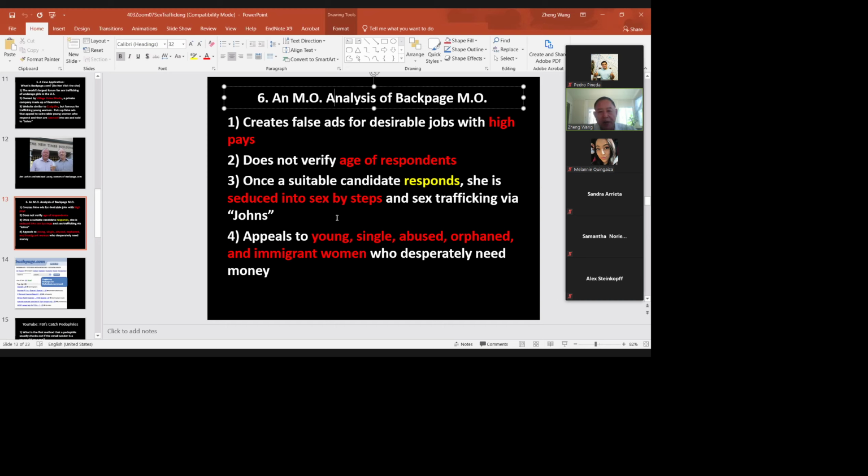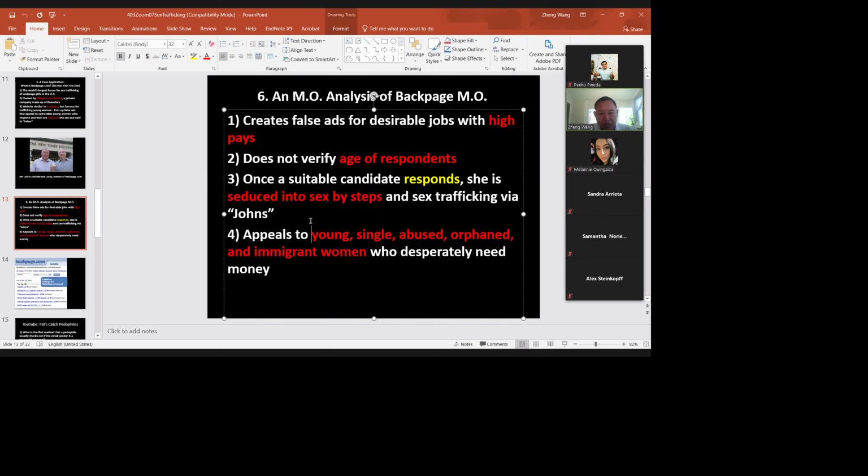Those kinds of things usually appeal to young, single, already abused, orphaned girls, meaning no parents, and immigrants desperately looking for a job. I want to add another one: rebellious girls. At 13, 14, 15, that's the rebellion stage. They have problems with mom. That is usually the starting point. They're looking for somebody. So this is the MO.